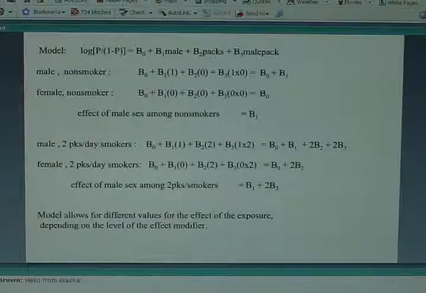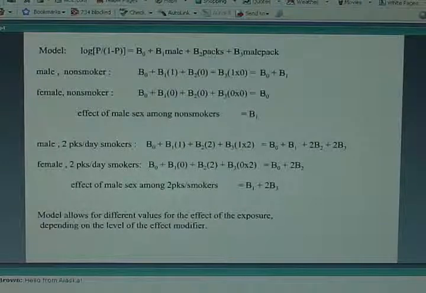If you were a 2-pack-a-day smoker, you want to talk about 2-pack-a-day smoking men versus 2-pack-a-day smoking females to see the effect of males among 2-pack-a-day smokers. Well, plug in 1 for male, plug in 0 for the female. Plug in 2 for packs. The male has a value of 1 times 2 for his value for male times packs, the female is 0 times 2. That means the male gets a value of B0 plus B1 plus 2B2 plus 2B3. But the female just gets the B0 plus the 2B2 from this model.